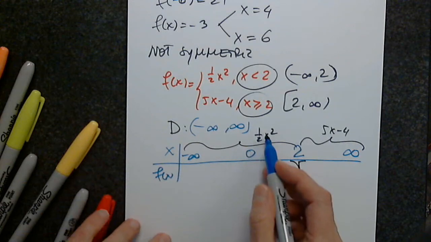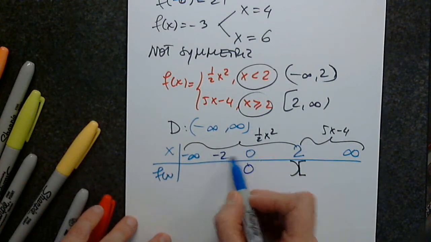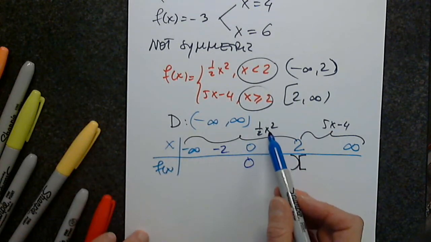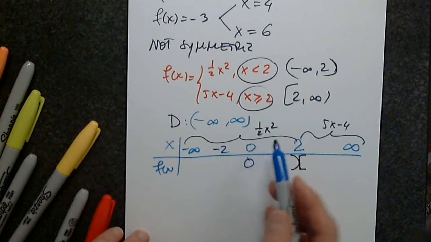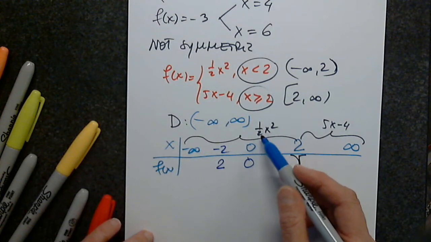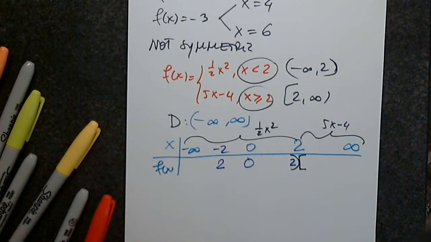So when I plug in 0, I get 1/2 times 0, which is 0. When I plug in negative 2, I have 4 divided by 2, which is 2. And when I plug in 2, 4 divided by 2, I still have 2 inside the parenthesis.